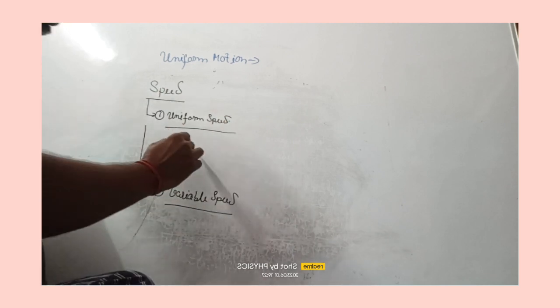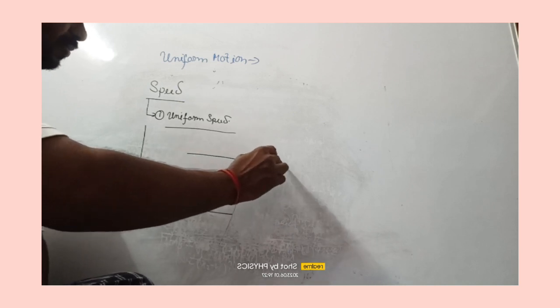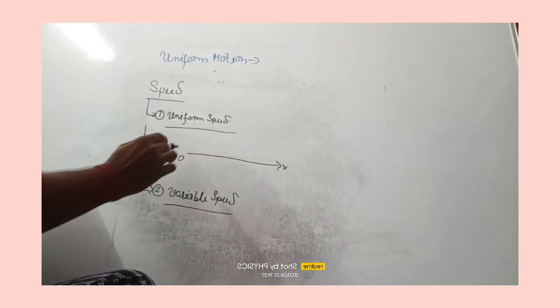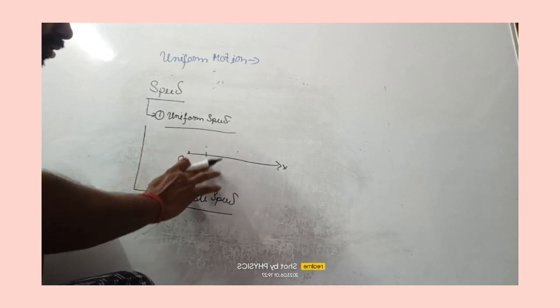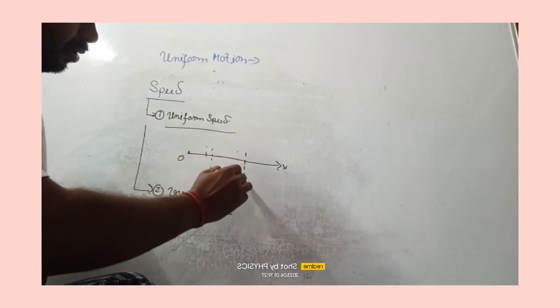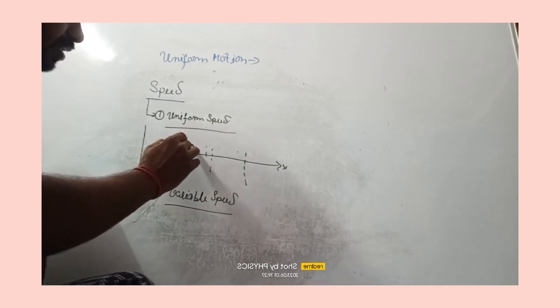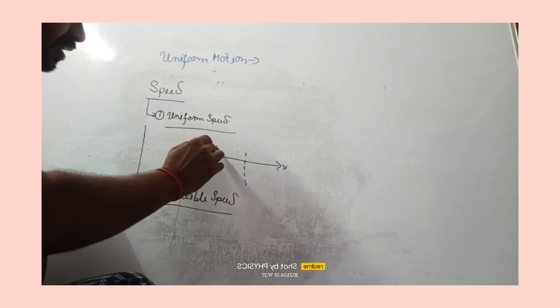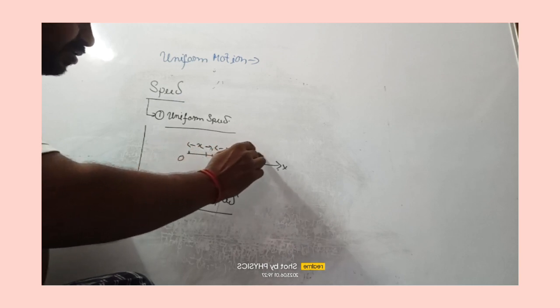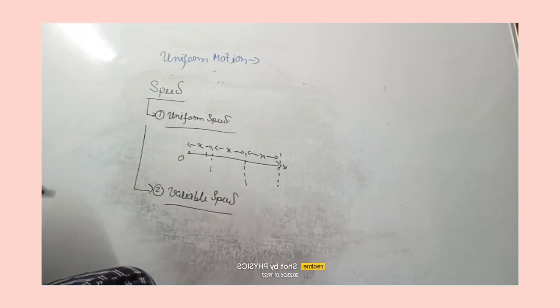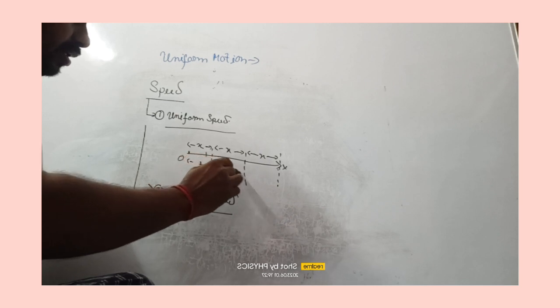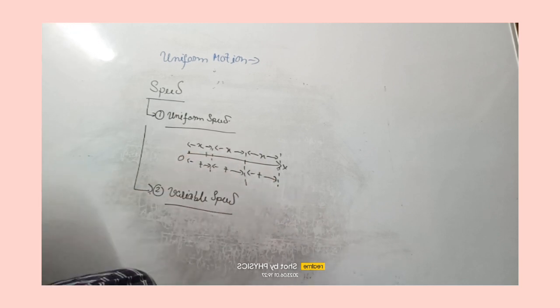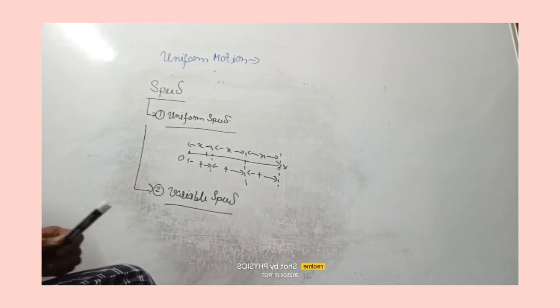Let us draw a straight line, the x-axis. If the particle is moving equal distances, let us consider the distance is x, it is also x, and it is also x. Equal distance in equal time intervals is known as the uniform speed.